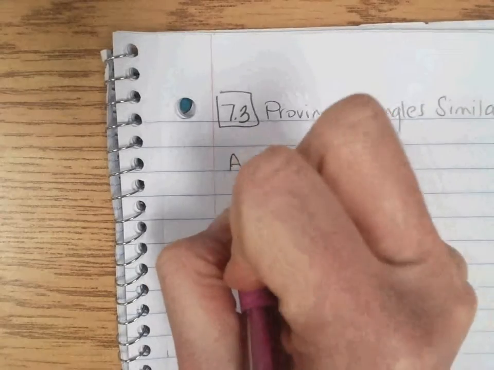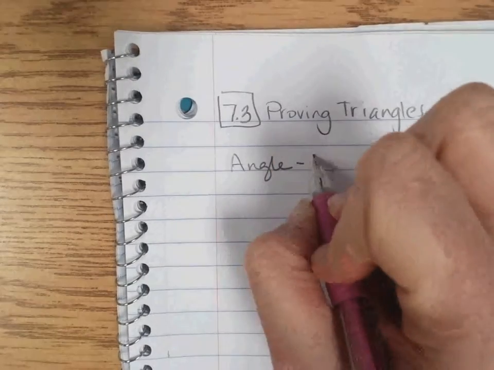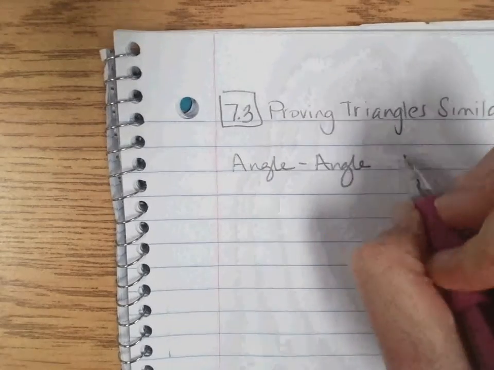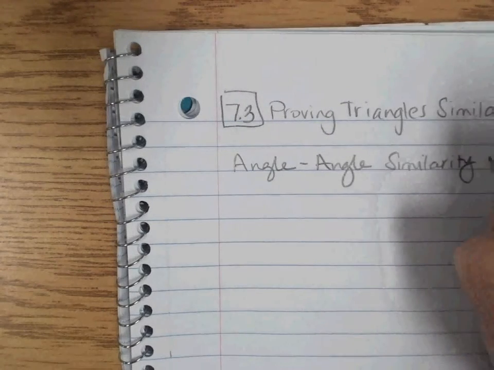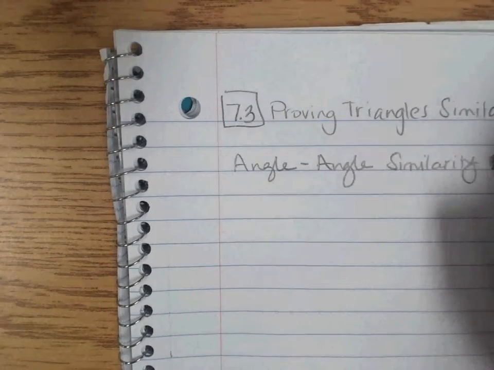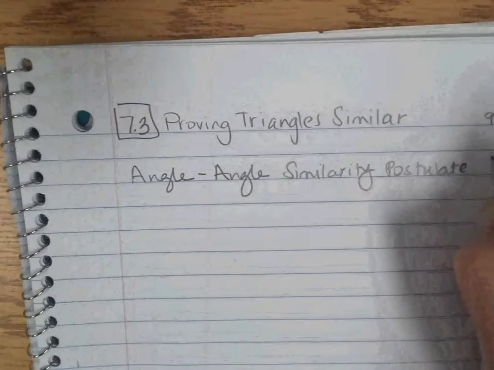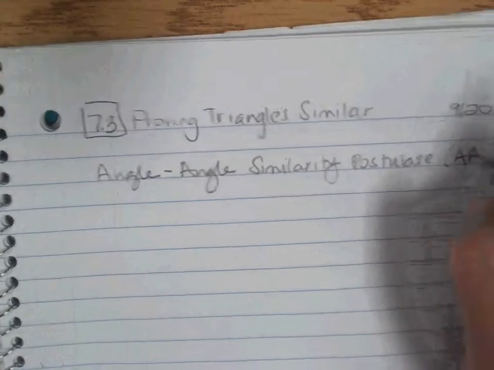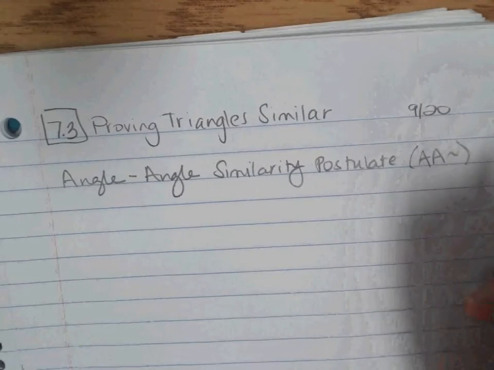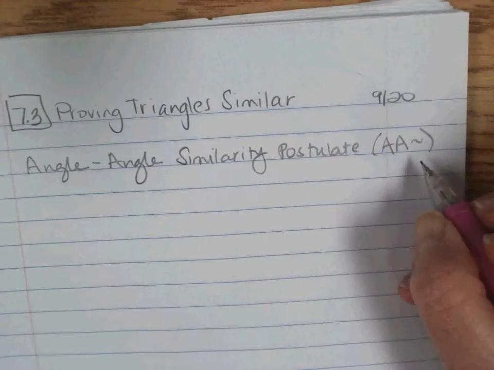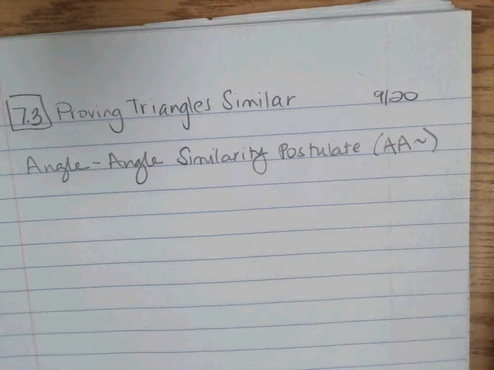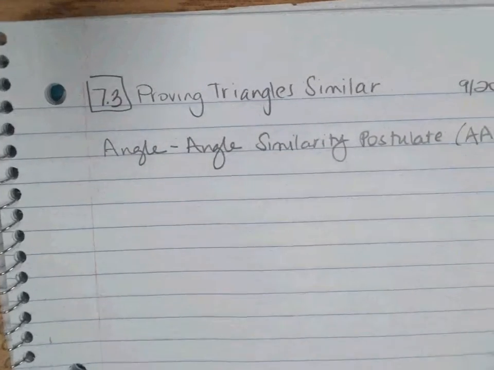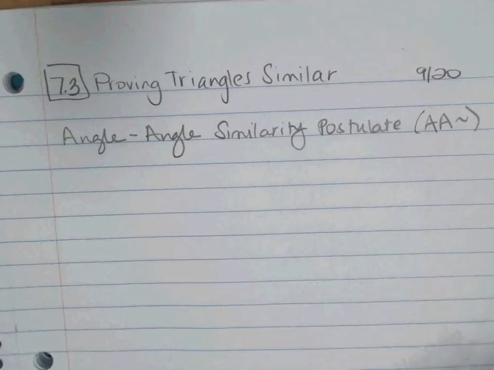So that's angle-angle similarity postulate. Shortcut to write that is just a capital A, and one squiggly mark. Different from when we talk about congruent, where we have the squiggly mark and then the equal sign underneath. But a much quicker way to write that.